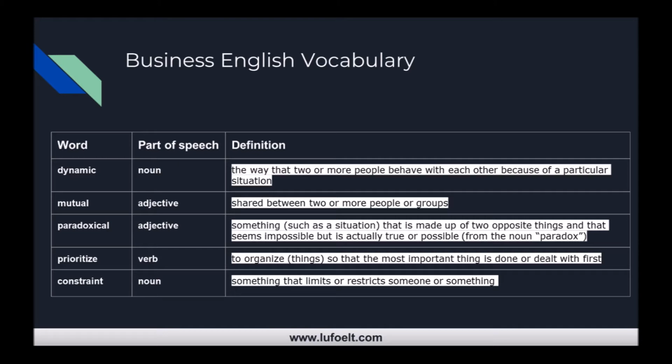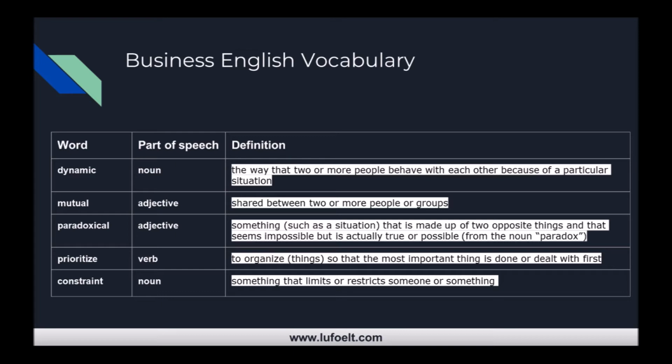Okay, and the next word is paradoxical, and this word means some kind of situation that is made up of two opposite things that seem like they should be impossible. They seem like they should cancel each other out, but it is actually true or possible. And this word, paradoxical, is an adjective and it comes from the noun paradox. A paradox is, again, just describing this situation where there are two things that seem like they shouldn't be able to exist at the same time. And again, some of these words might sound difficult or confusing, but don't worry, you're going to be able to understand as I explain them and use them in context.